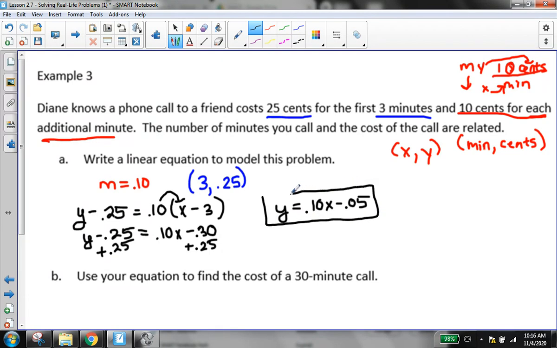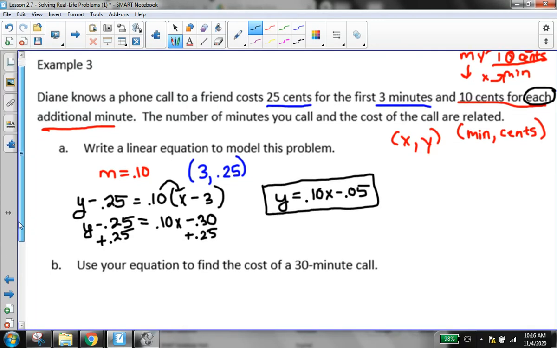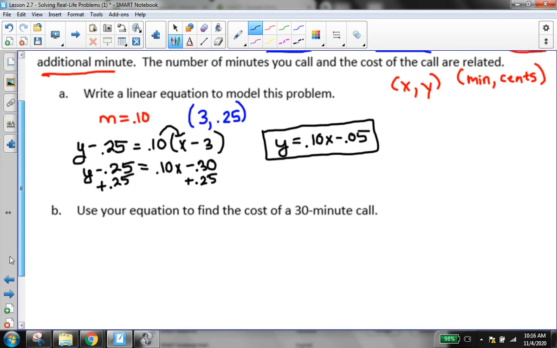So again, just to look back to make sure you understood that, I found that keyword of each, so that means that was my slope. Remember, slope is change in y over change in x, so since I labeled that as 10 cents per minute or 10 cents each minute, I was able to identify that the cents was the y's and the x's were the minutes.